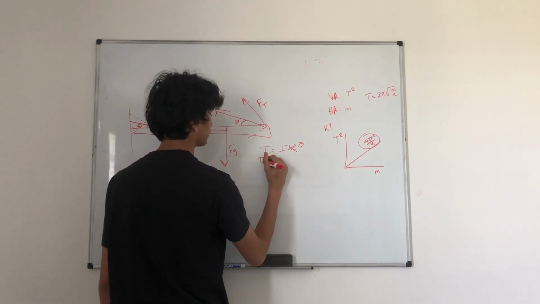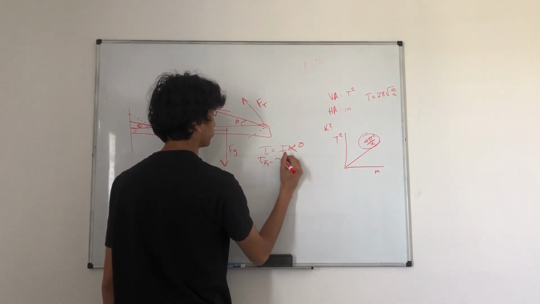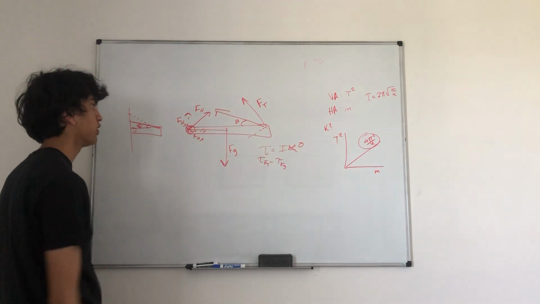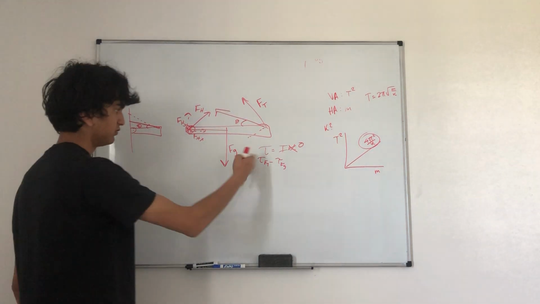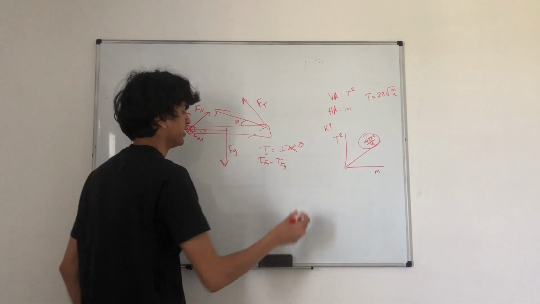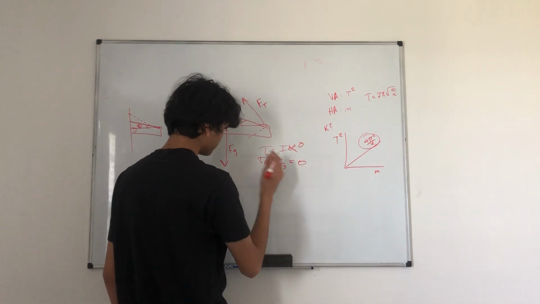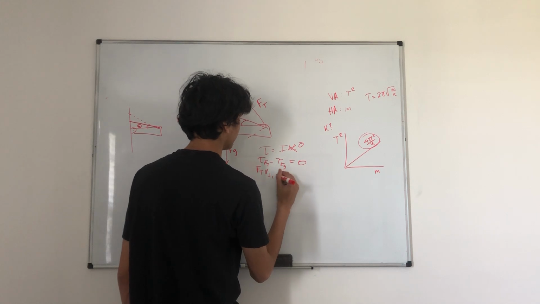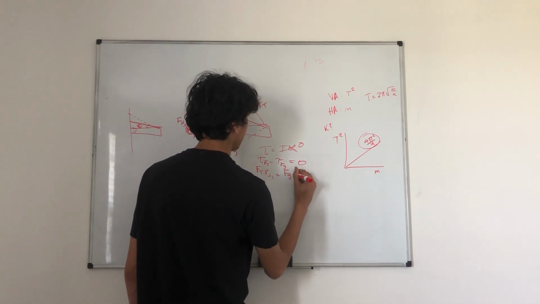So the torque by Ft minus the torque by Fg. Remember, they're opposite directions because one is clockwise and the other is counterclockwise. As long as they're opposite, you're fine. 0 equals 0. So Ft times lever arm 1 is going to equal Fg times lever arm 2.